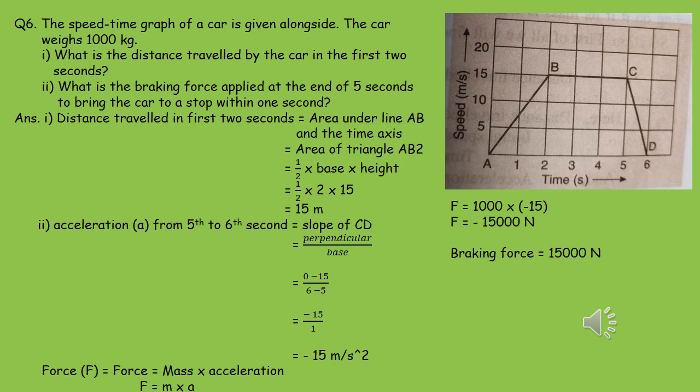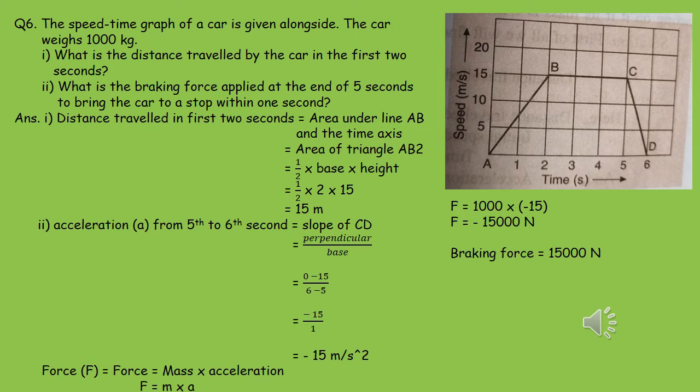Acceleration between the 5th to 6th second is obtained by the slope of the line CD, that is perpendicular by base. So 0 minus 15. Why 0? Because 0 is the final value of speed and the initial value of speed is 15. So when it becomes 0, the corresponding time is 6, and when it was 15 earlier, the corresponding time is 5 seconds. So (0 minus 15) by (6 minus 5), so minus 15 by 1, that is minus 15 meter per second square.